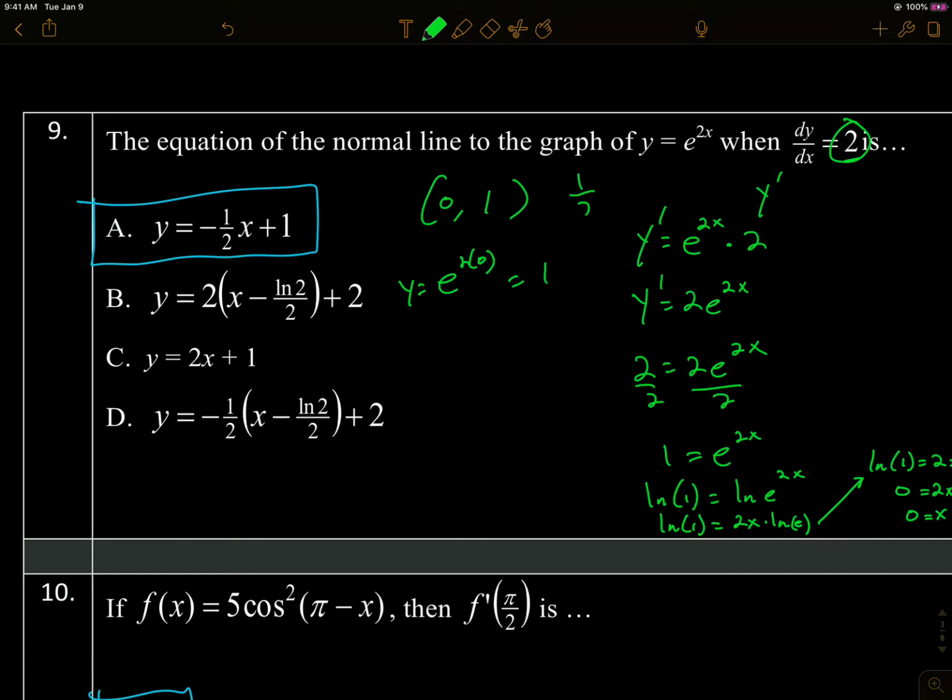So the normal line is going to have a slope of negative 1/2. So I can write my equation, y minus 1 equals negative 1/2 times x minus 0. So I get y minus 1 equals negative 1/2 x. And then if I add 1 to both sides, I get choice A.